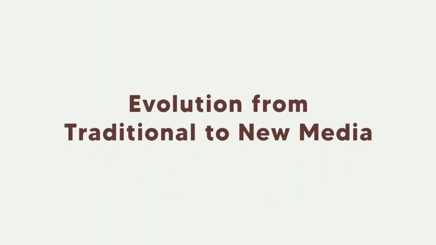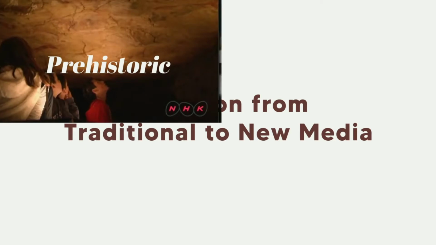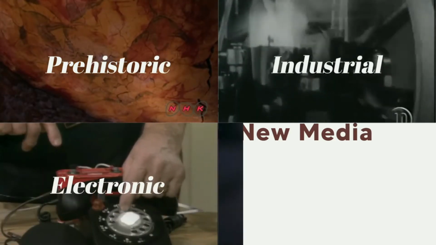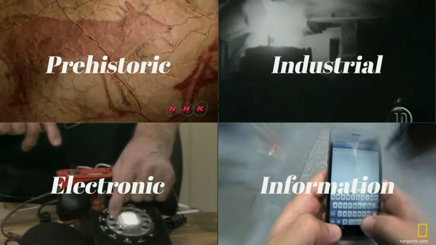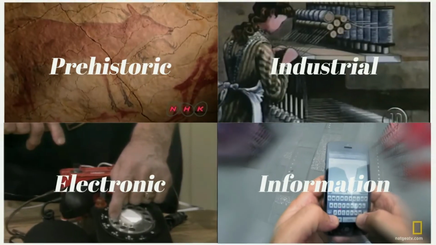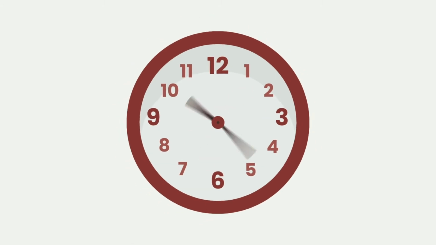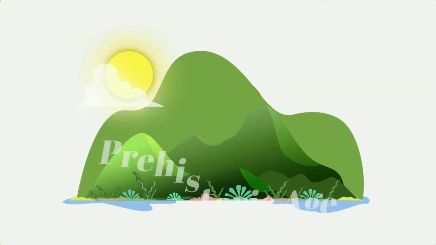Evolution from traditional to new media. In this lesson, we are going to tackle the 4 main eras responsible for where we are today, starting with the prehistoric age, industrial age, electronic age, and the information age. We are going to step back in time and understand how communication is important in different eras. Let's go back to thousands of years before when communication was primitive.